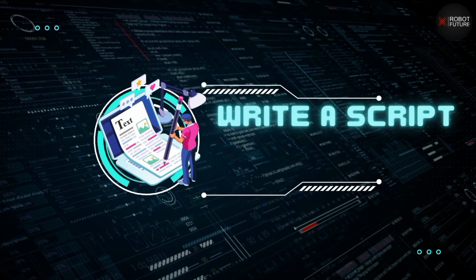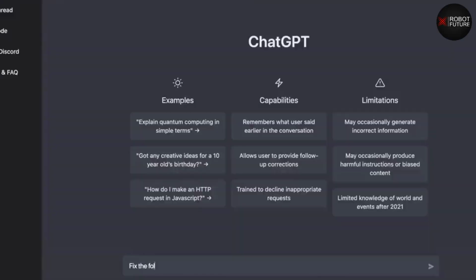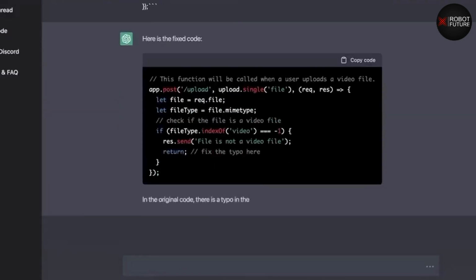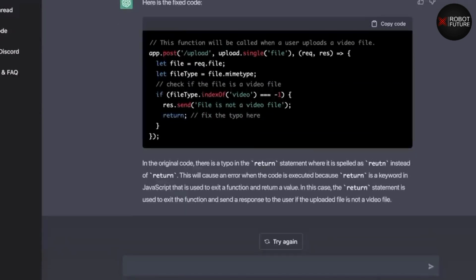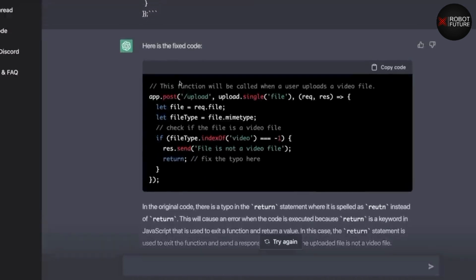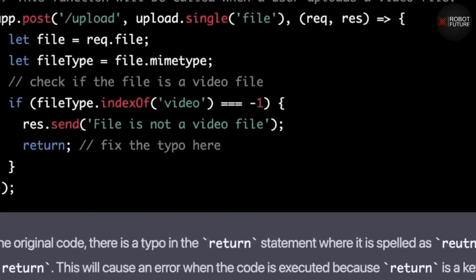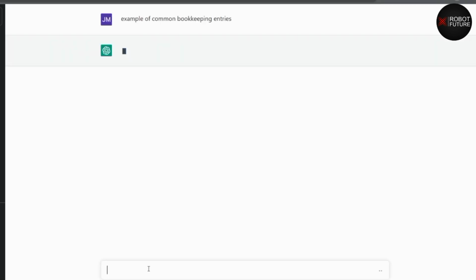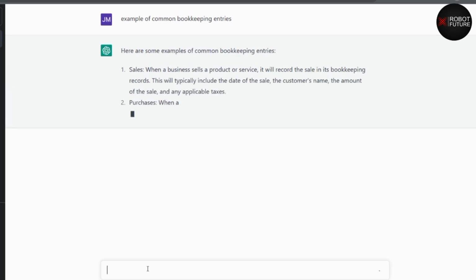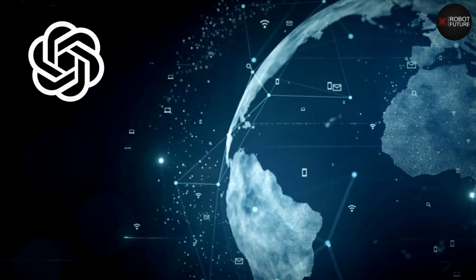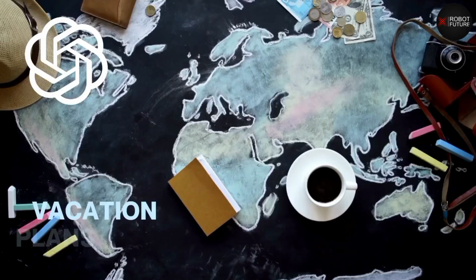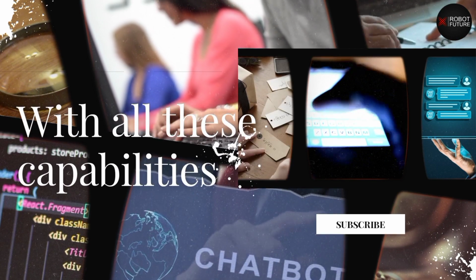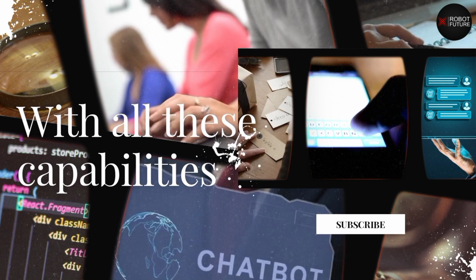The language model is able to write a script, code, and write literature. It can even correct errors, such as in codes and accounting entries if you ask it for help. The bot can also give short and clear answers to questions about things like vacation plans, gift ideas, and business plans. With all these capabilities, it is no surprise that many people have now been using this model to help with research, school, and work.